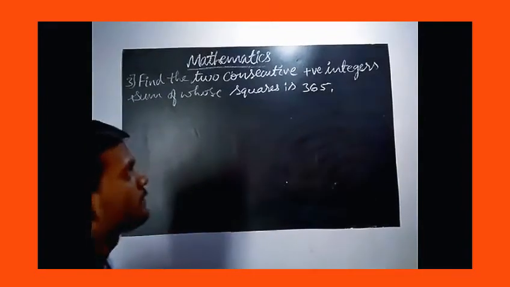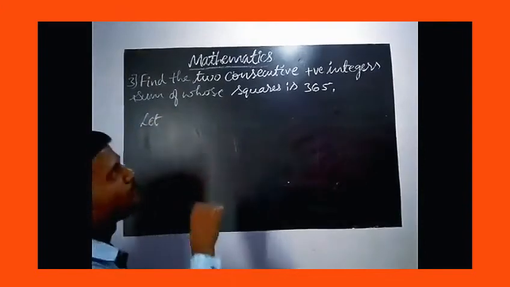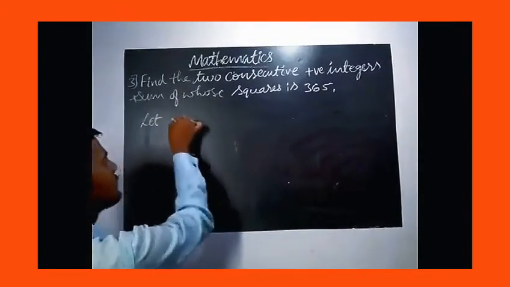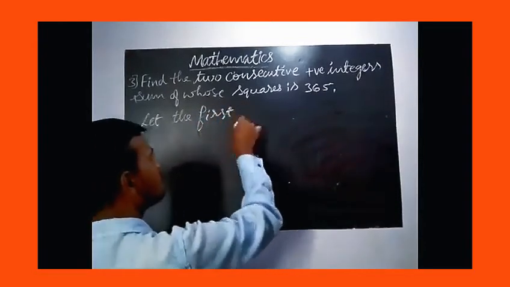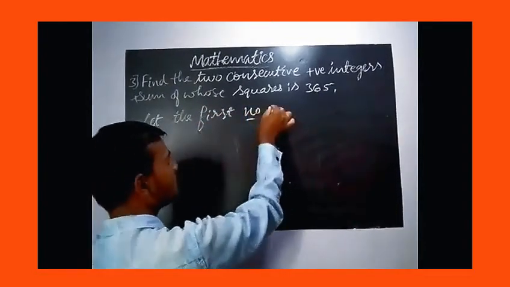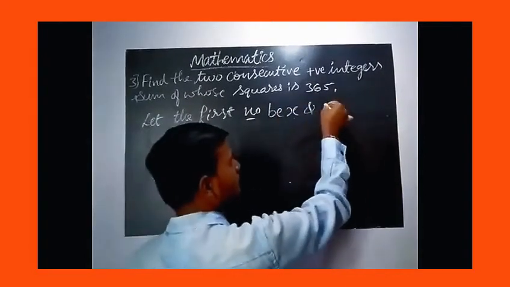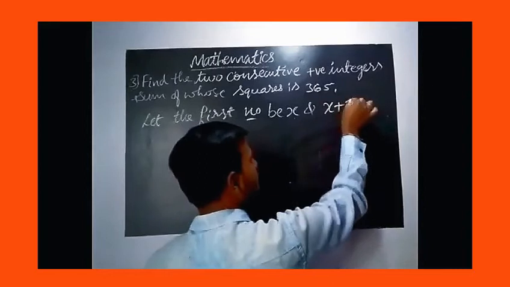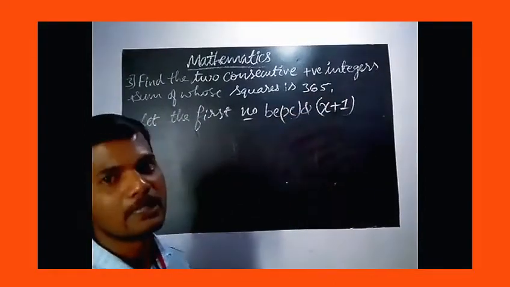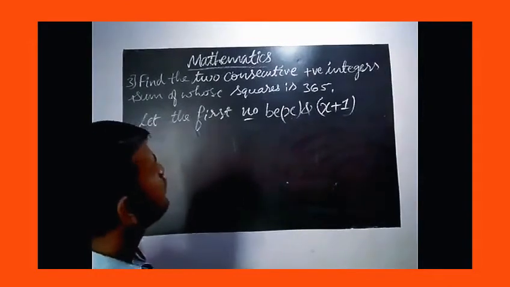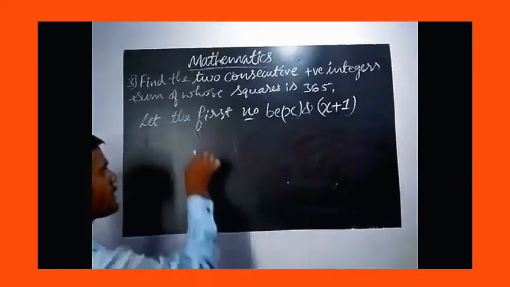Let us consider the consecutive integers. Let the first integer be x, and the next consecutive integer is x plus 1. x and x plus 1 are the consecutive integers. Their sum of squares is equal to 365, they said here. So let us square them.